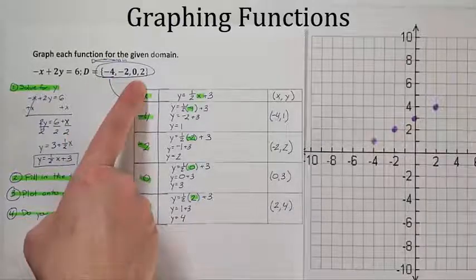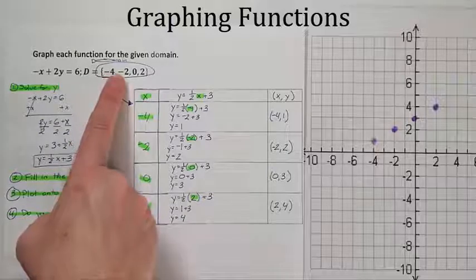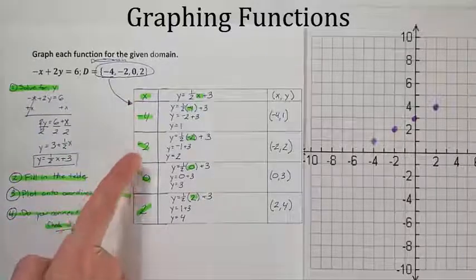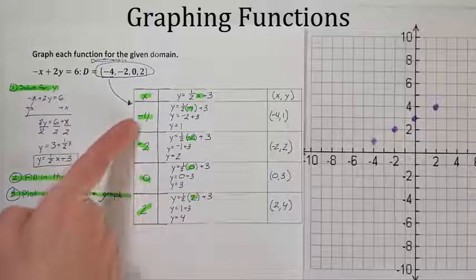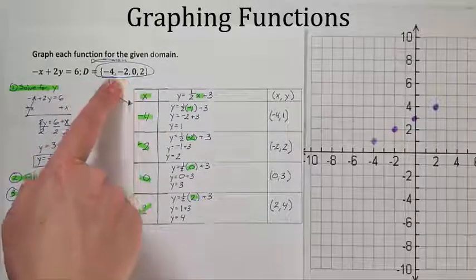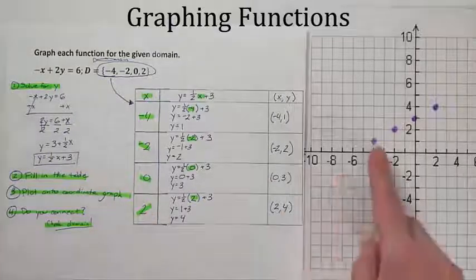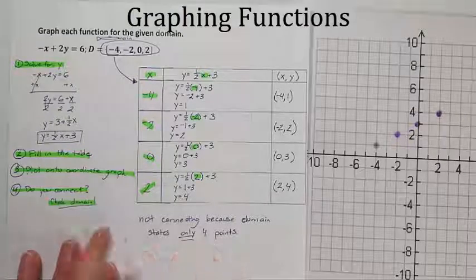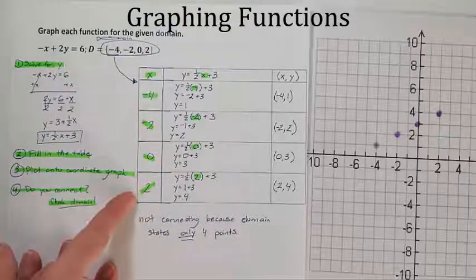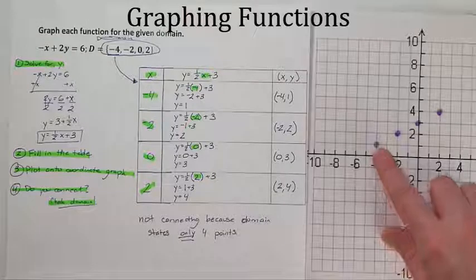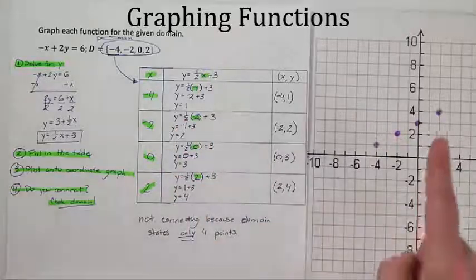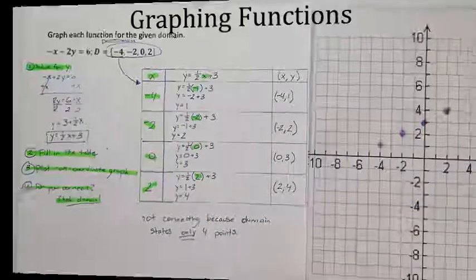So we were given a domain, which means we were given exactly which x values they wanted you to use. They did not want you to use any more. They did not want you to use any less. They wanted these 4 exact x values. They don't want anything in between, or there would have been an inequality in here. They only want 4 points. So we only want 4 points. So we are not connecting, because the domain states only 4 exact points. If you were to connect these, you would be saying everything in between was an answer, and that makes an infinite amount of answers. We only wanted 4. So here is our 4, and you're done.